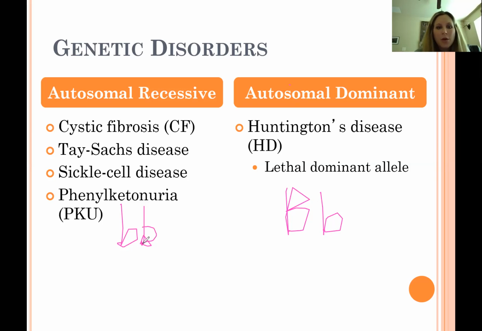All right, so you can either have recessive disorders, you can have autosomal dominant. Some of you have picked X-linked, sex-linked disorders. I will need to talk to you separately about those because we're not actually doing sex-linked traits in this class.